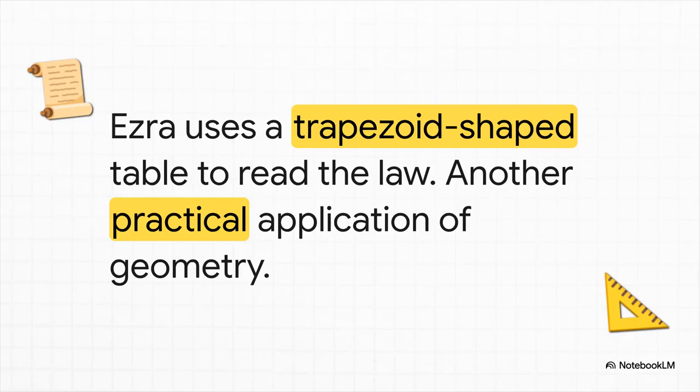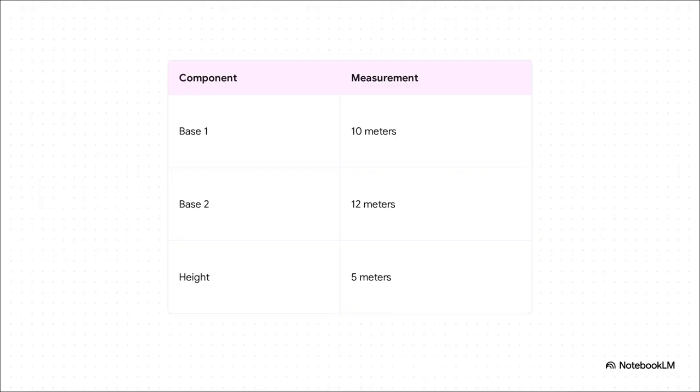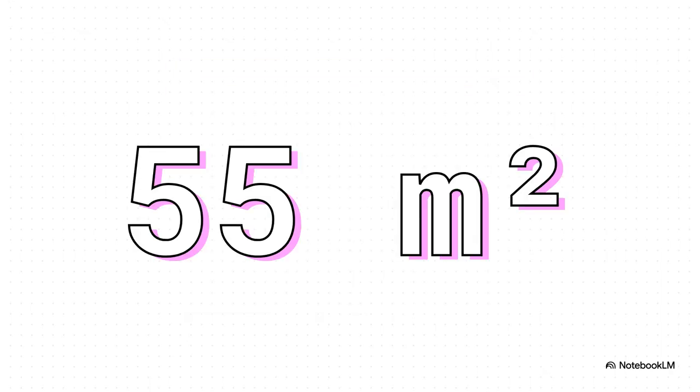All right, let's move on to our next character, Ezra. In this story, he's using a massive trapezoid-shaped table to read the law out loud to everyone. It's another one of those practical, real-world examples. Okay, for this table, the bases are 10 and 12 meters, and the height is 5 meters. We're going to run the same 3 steps, add, multiply, and divide by 2 to get our final answer. And there it is, 55 square meters. You see, it's the exact same process, just wrapped up in a completely new story.